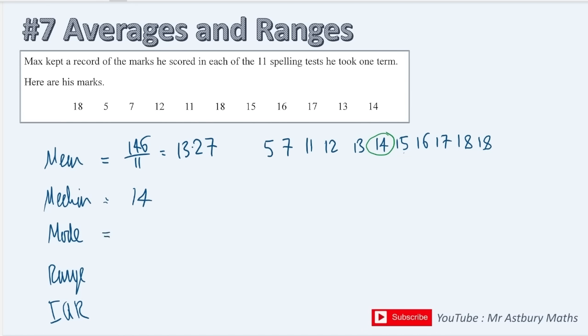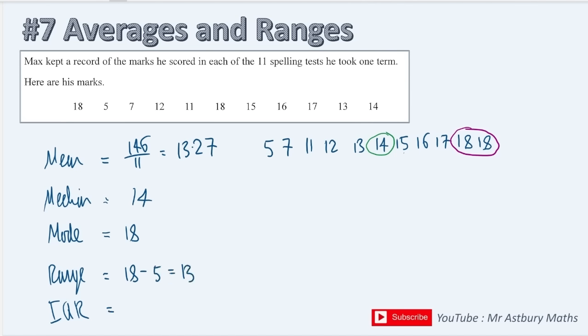The mode is the average in which we look at the term which occurs the most frequently. And there's only one term which occurs more than anything else, and that's 18. So 18 is the mode. The range is the largest number minus the smallest number. So it's 18 minus 5, which is equal to 13.